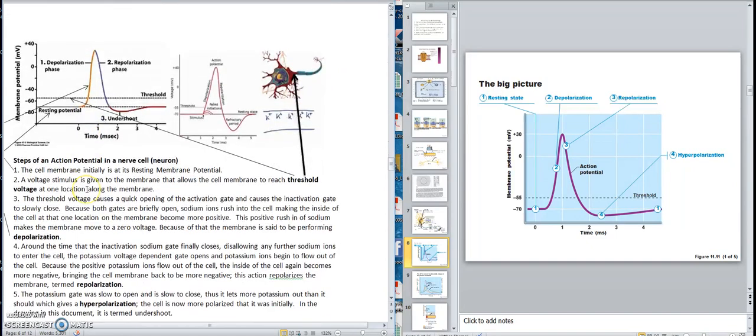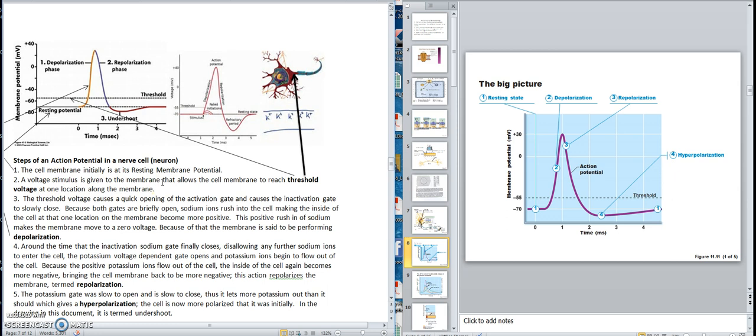Okay. So now I'm going to go through the steps of an action potential, and we may have to break this video up. We'll be using this picture. Let's start out with the cell membrane initially at its resting membrane potential, which would be right here. We've already discussed resting, so this would be number 1. A voltage stimulus is given to the membrane.